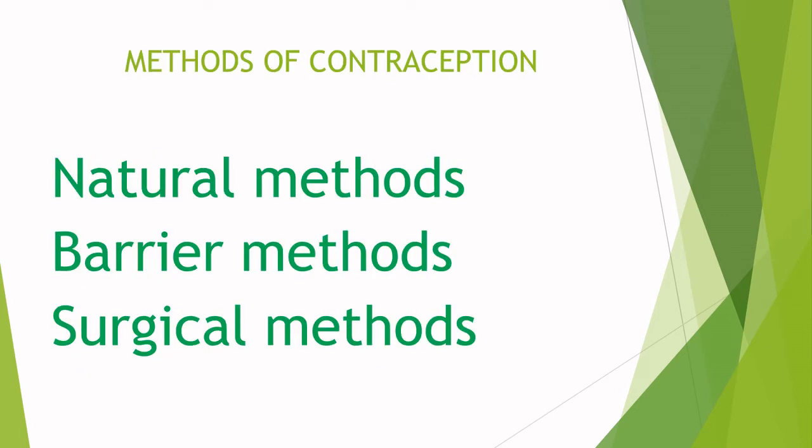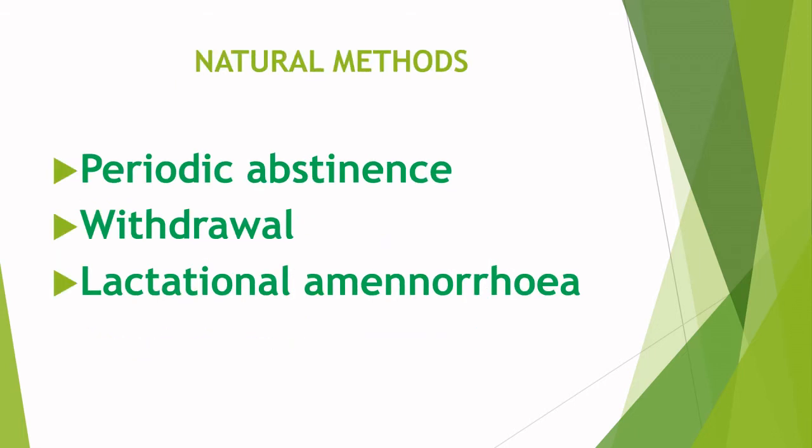Methods of contraception. Natural methods, barrier methods, and surgical methods are the three methods of contraception. Now let us look in detail at each of these methods. Natural methods. One is periodic abstinence. Couples avoid or abstain from coitus from days 10 to 17 of the menstrual cycle when ovulation is expected, as this period is very fertile for conception.